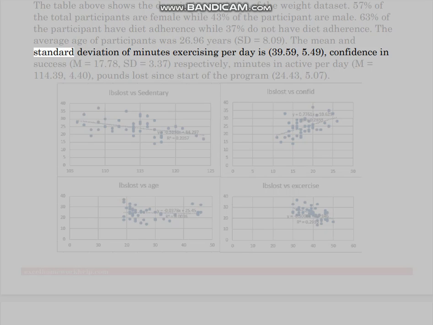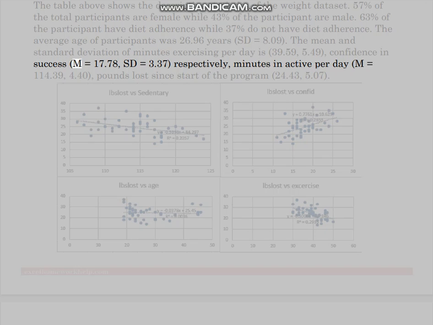The mean and standard deviation of minutes exercising per day is 39.59, 5.49. Confidence in success, M equals 17.78, SD equals 3.37, respectively. Minutes inactive per day, M equals 114.39, SD 4.40. Pounds lost since start of the program, 24.43, SD 5.07.